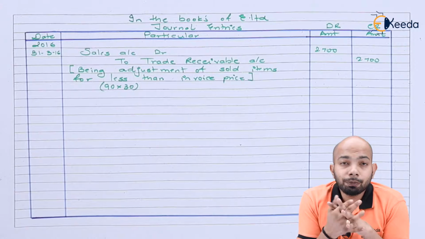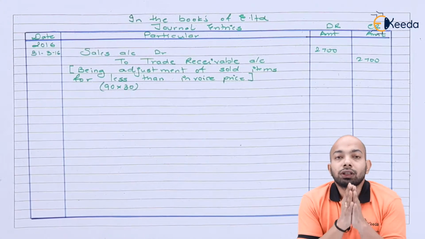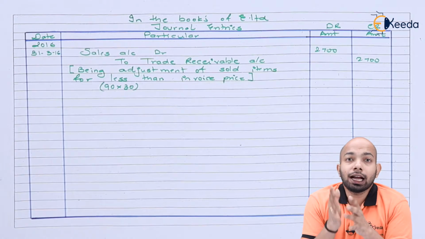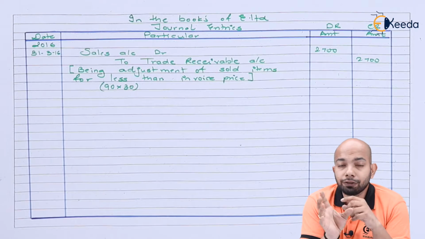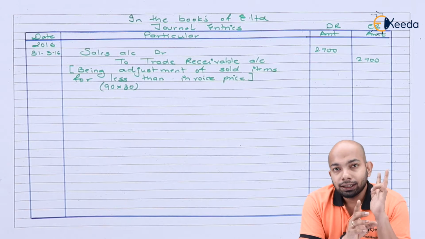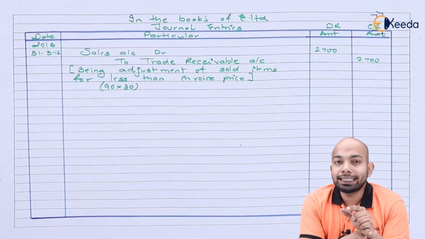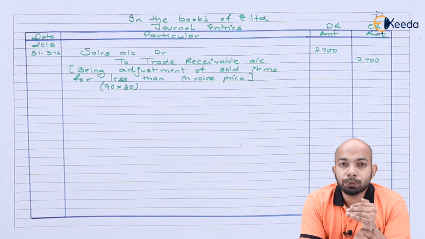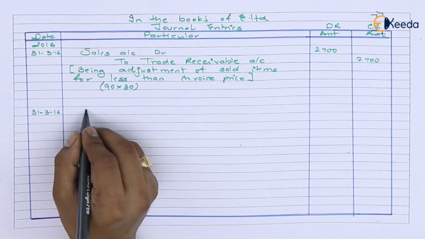The first entry that we have passed here is sales account debit to trade receivables account. This entry is only for that many items which have been sold. It was sent out at 280, however we have sold it at 250. That means the difference between 280 and 250, 30 rupees, has to be shown here as a non-sale item. Hence the entry has been mentioned as sales account debit to trade receivables, because it has been sold at a lesser value as compared to the invoice price. The next will be taking the closing stock into consideration.